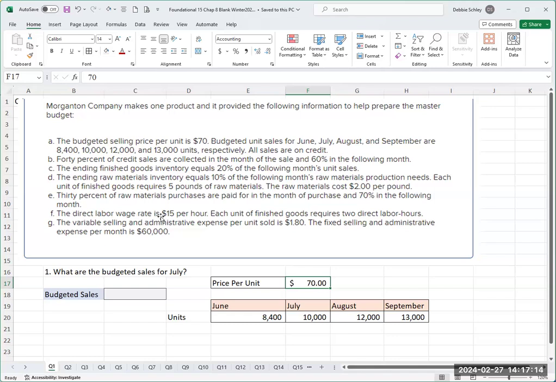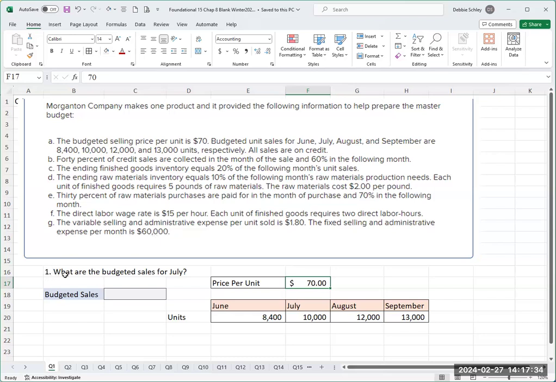The direct labor wage is $15 per hour. Each unit of finished goods requires 2 direct labor hours. The variable selling and administrative expense per unit sold is $1.80. The fixed selling and administrative expense per month is $60,000.